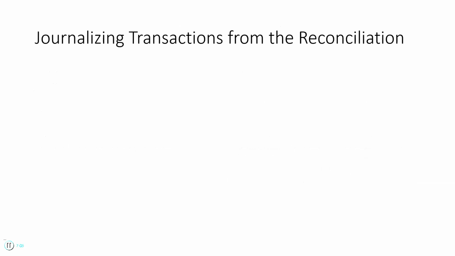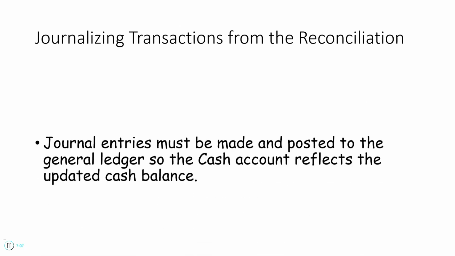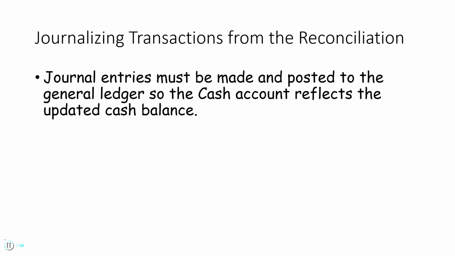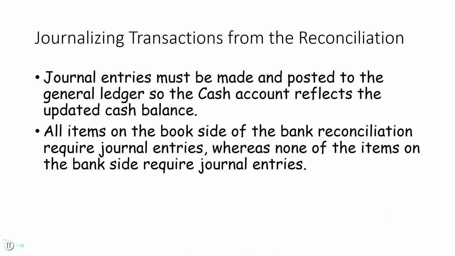Now let's look at our journal entries. Journal entries must be made and posted to the general ledger so the cash account reflects the updated cash balance. All items on the book side of the bank reconciliation, as I said, require journal entries, whereas none of the items on the bank side require journal entries.